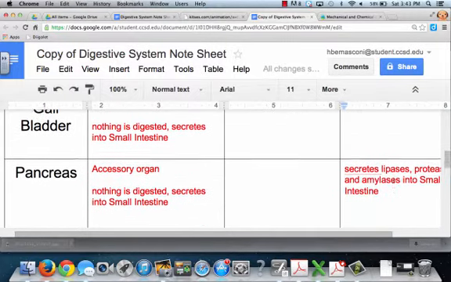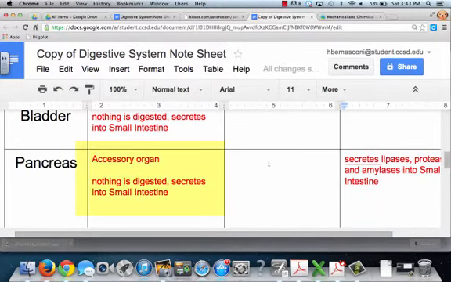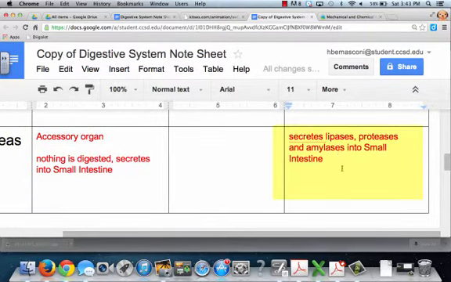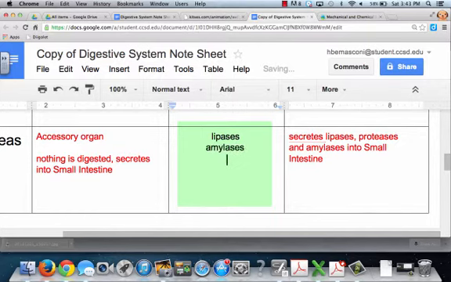And then finally, the pancreas. Pancreas is our last of the accessory organs. Nothing is digested there, but it secretes lipases, proteases, and amylases into the small intestine. So it's actually going to make the majority of the enzymes. So it's going to make your lipases, your amylases, and your proteases. Okay, it's going to make them and put them into the small intestine.